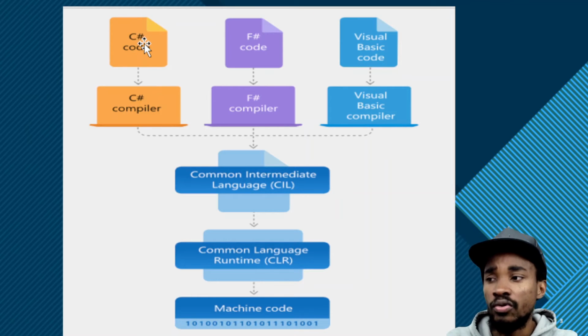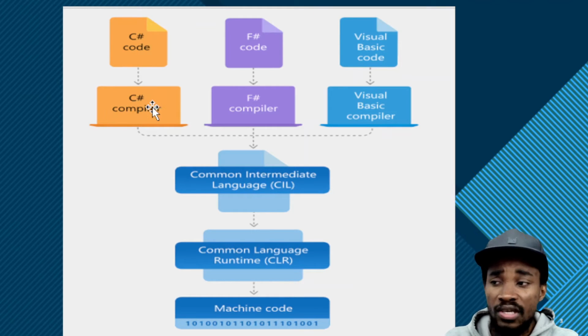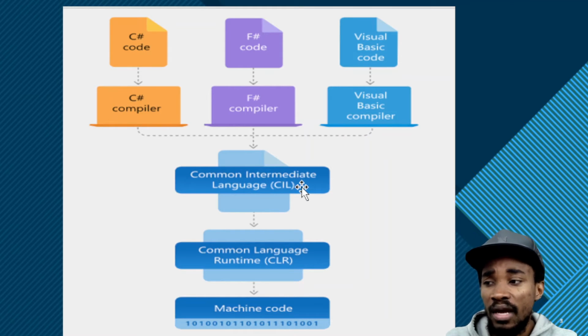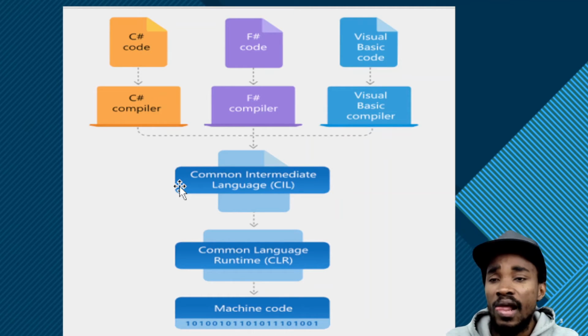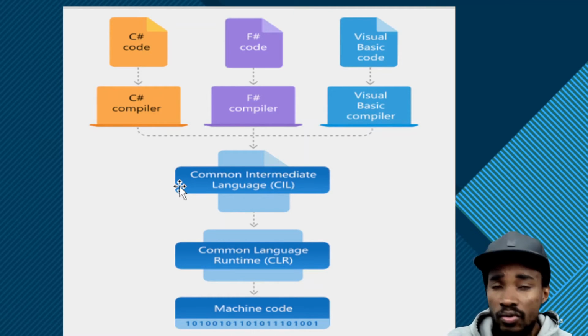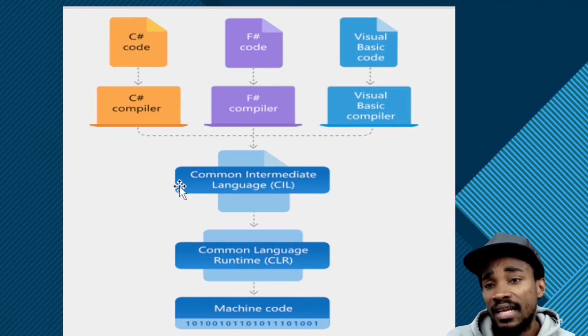So when you write your code, it compiles using the C# compiler into a common intermediate language, which we call IL in some cases, and that is your DLL. DLL stands for dynamic link library, and that compiles your code into a file that gets stored on your machine, like I mentioned earlier.